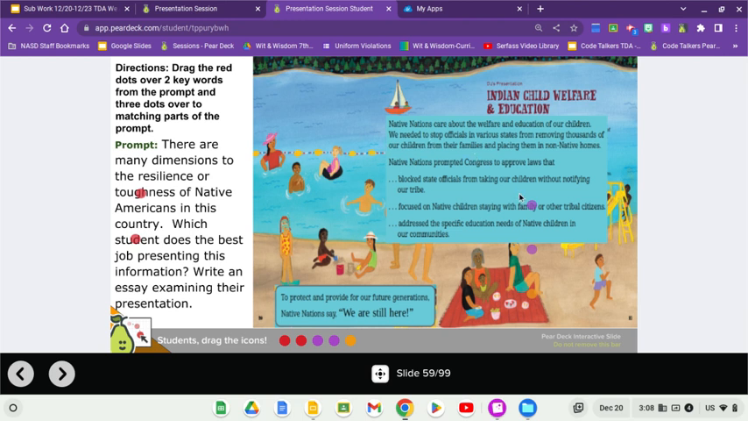Now with these purple dots, I need to find 2 parts of the text that help support that. Well, certainly the phrase, we are still here. So I'm going to put that purple dot right down there. But now I'm going to look at the information itself. And it says, Native nations care about the welfare and education of our children. I'm going to put that on the word "are," right? Saying that their needs might be a little bit different than someone else who maybe doesn't come from a Native culture.